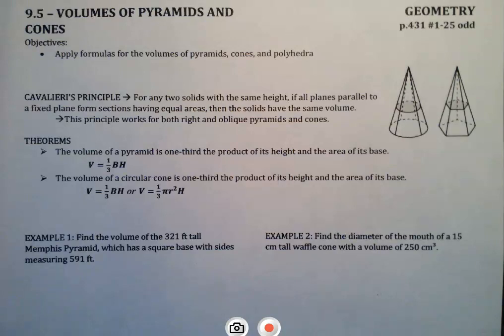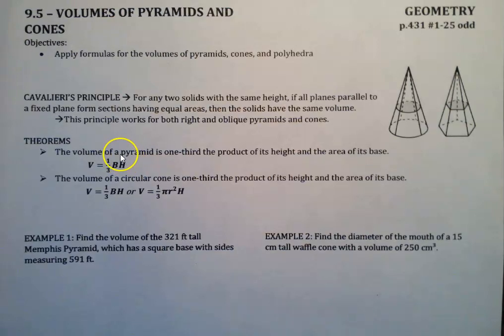So this principle works for both right and oblique pyramids and cones. So I brought it back up today for us to use. All right, so our theorems: the volume of a pyramid is 1/3 the product of its height and the area of its base. Okay, so V equals 1/3 BH.